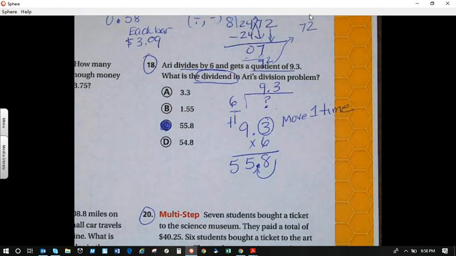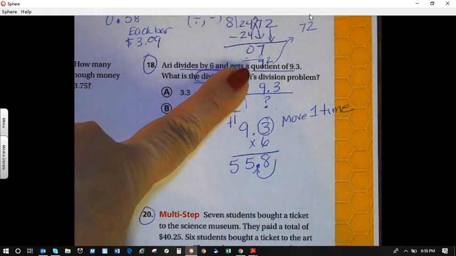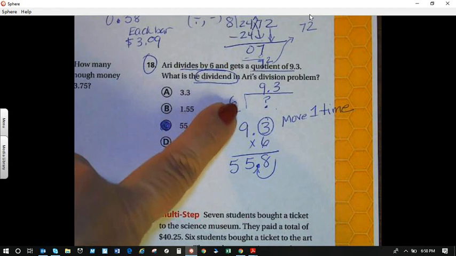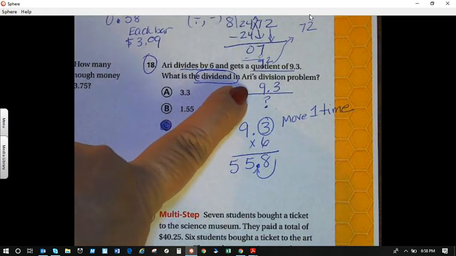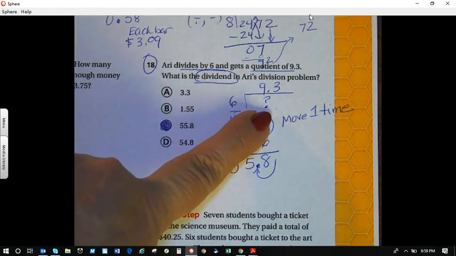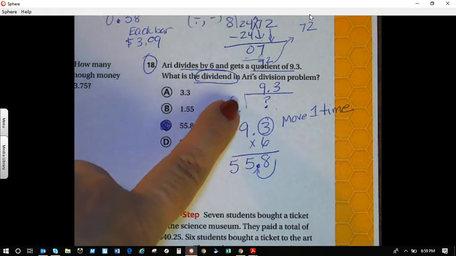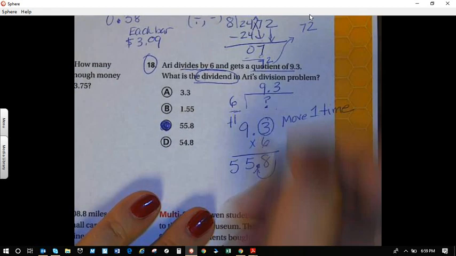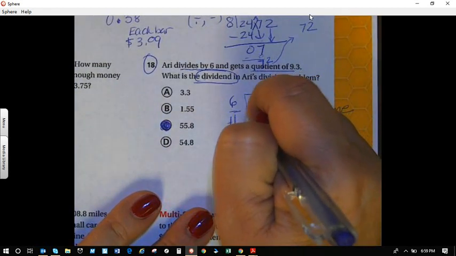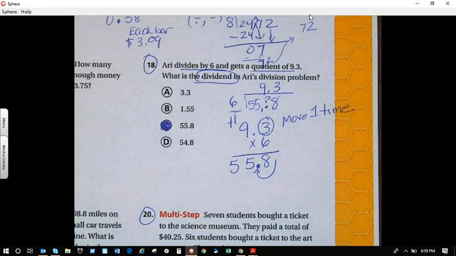Okay, so you have to know that when it says Ari divides by 6, that's your divisor. And gets a quotient of 9 and 3/10. Well, I know that that's the answer, so if I drew this out, my quotient's going to go on top. And what is the dividend in her division problem? That's what we're looking for, so I know that if I multiply my answer times my divisor, that gives me my dividend. And so it would be the 55 and 8/10. So those of you that are just joining in, you can see where I just put the answer there so that you can get a full visual.